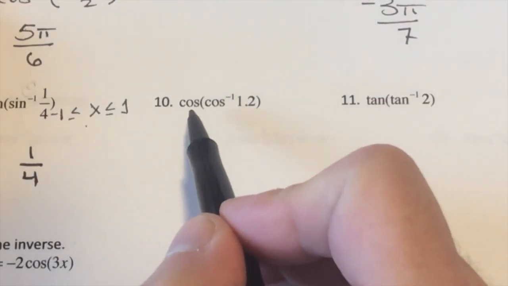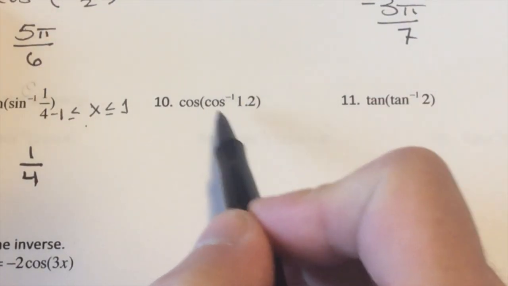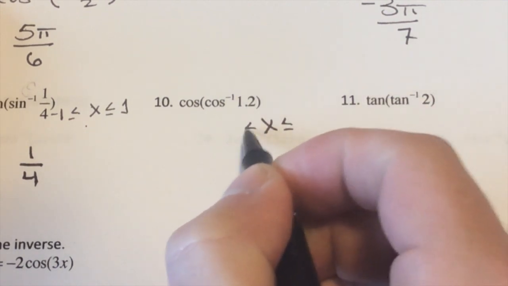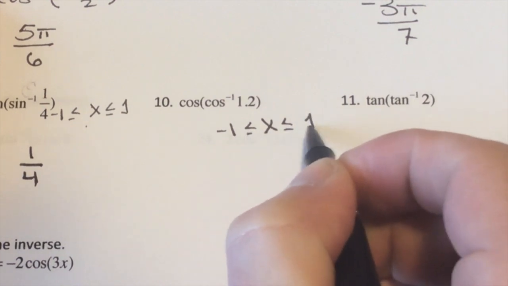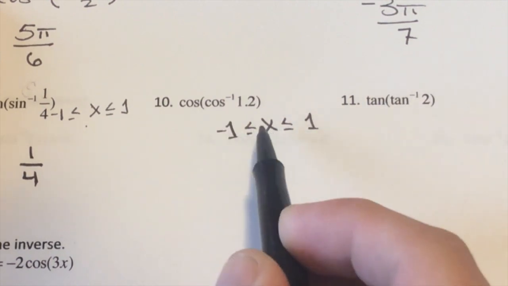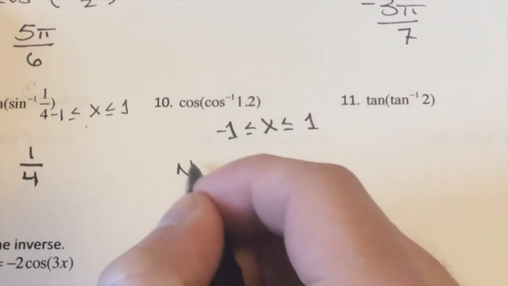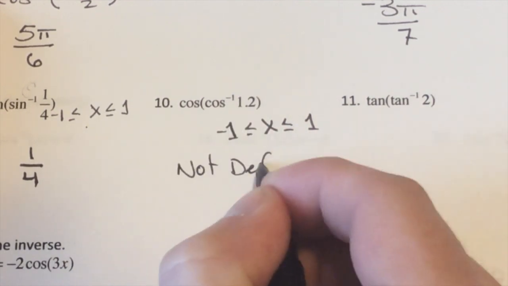Again, for number 10, what's the cosine of inverse cosine of 1.2? We have to make sure that what we're plugging in is inside our domain, and our domain is from negative 1 to 1. We see 1.2 is too big, so this is not defined.